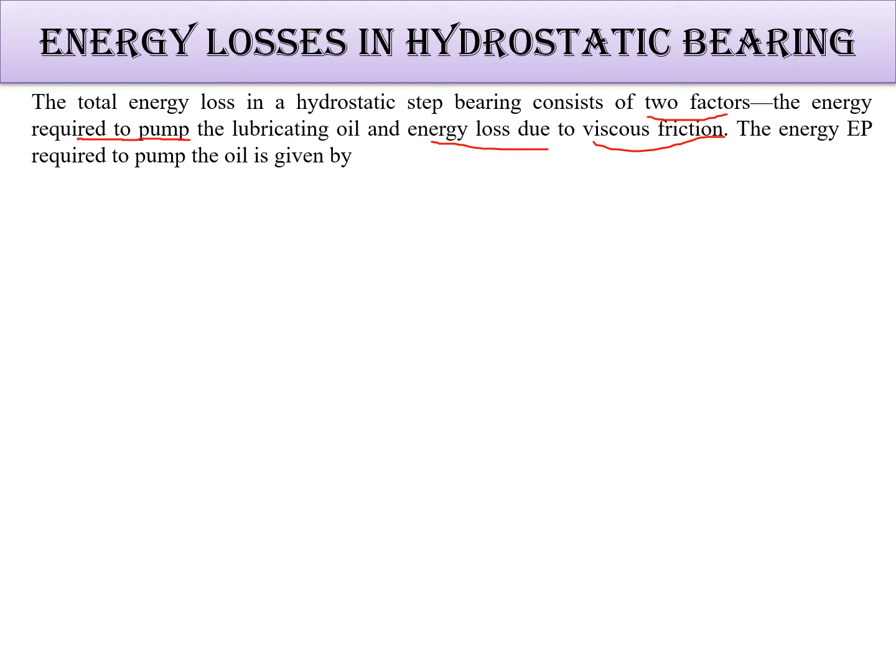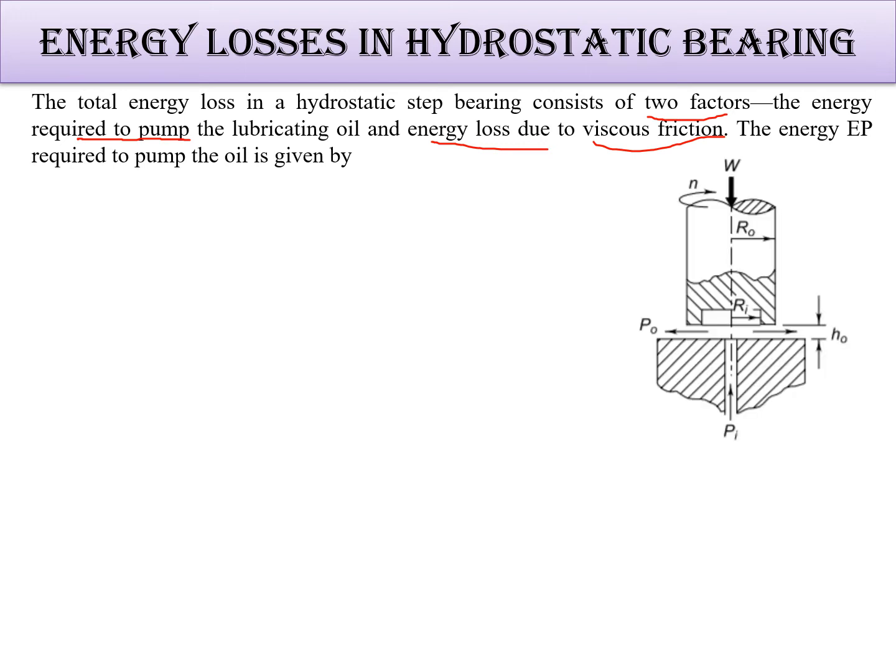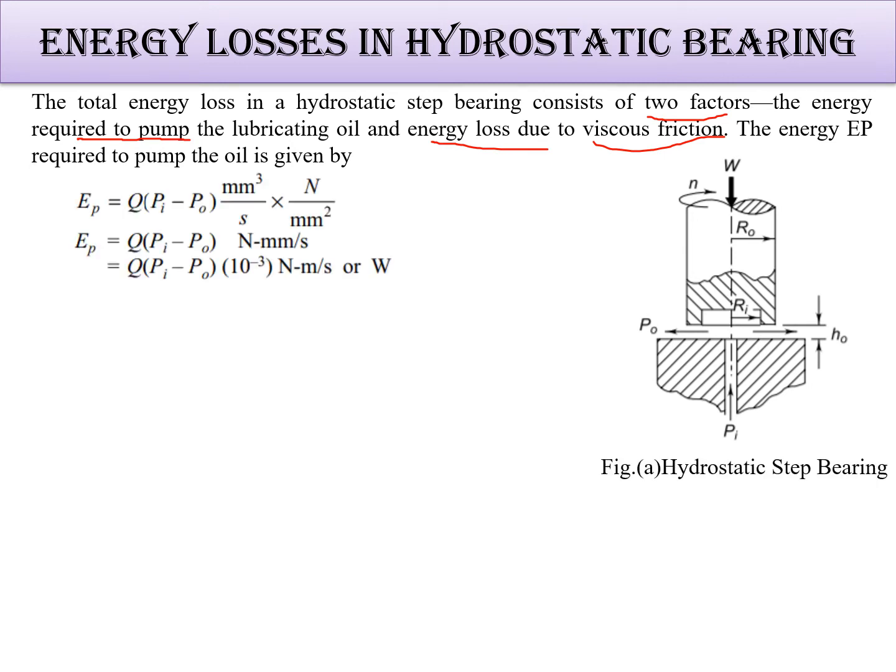Now the energy EP required to pump the oil is given by: EP is equal to Q (Pi minus P0), in mm cube per second into Newton per mm square. So energy required to pump is this much, Q into (Pi minus P0). We know that this is Pi, this is P0. 10 to the power minus 3 Newton meter per second, or you can say the watt.